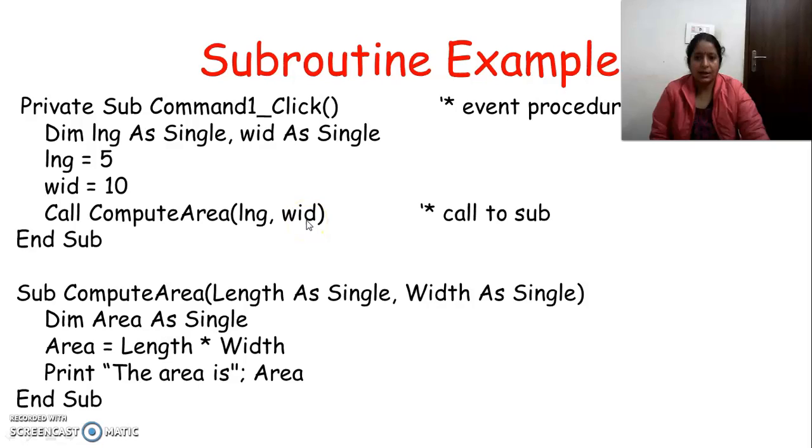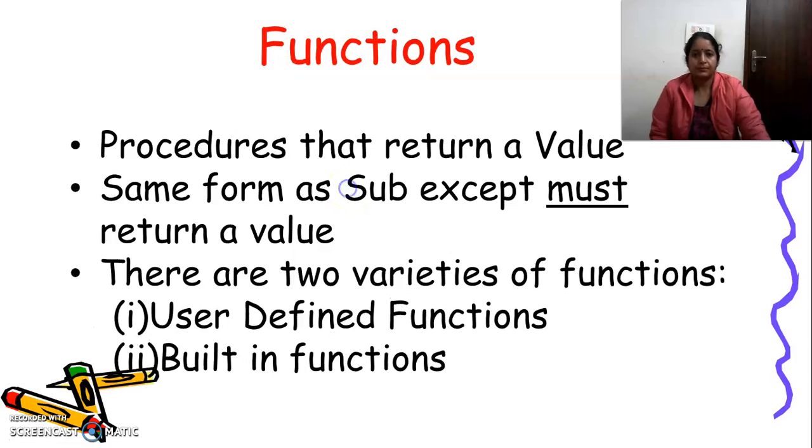lng and wid, these are the actual arguments. The value 5 is assigned to lng and the value 10 is assigned to wid. So this program will give the output is equal to 50. I hope this program is very much clear to you. It is very simple. Now the last variety or third variety of the procedure is the functions.